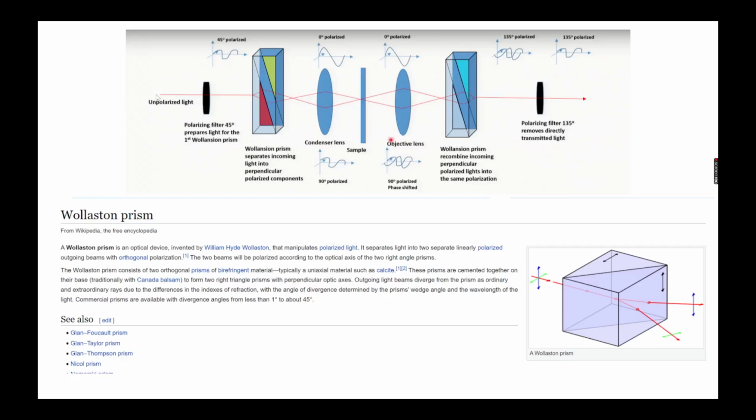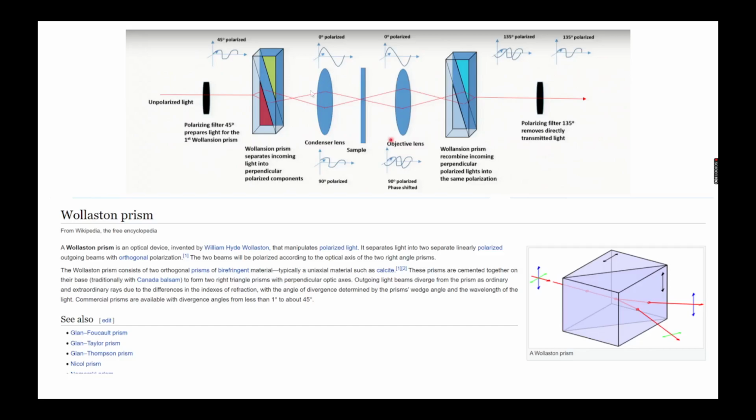When the light is coming, this is the unpolarized light, so there will be the polarizing filter, and the filter at 45 degrees prepares the light for the first Wollaston prism, and this is your second Wollaston prism. The 45-degree polarized light will go to this first Wollaston prism, and this will separate the incoming light into perpendicular polarized components. Again there will be the condenser lens. This light will come, and the condenser lens will concentrate this light onto the specimen, and from the sample this light will come and interact with the objective lens.